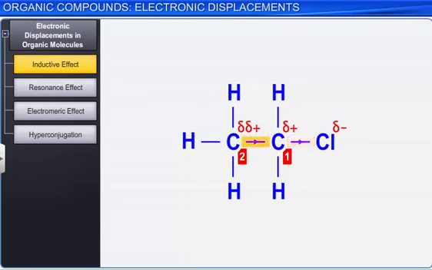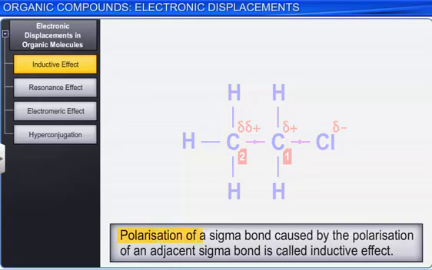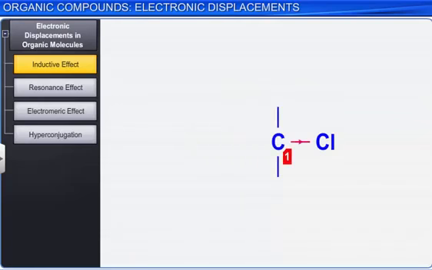Such polarization of a sigma bond caused by the polarization of an adjacent sigma bond is called inductive effect. Inductive effect decreases as the distance from the source atoms increases.